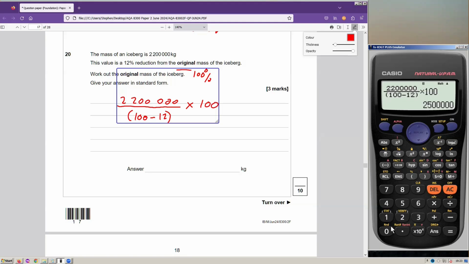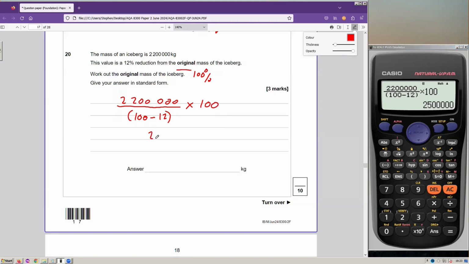Right, the answer is 2, 5, get all our noughts right. 2.5 million basically. And they want the answer in standard form.